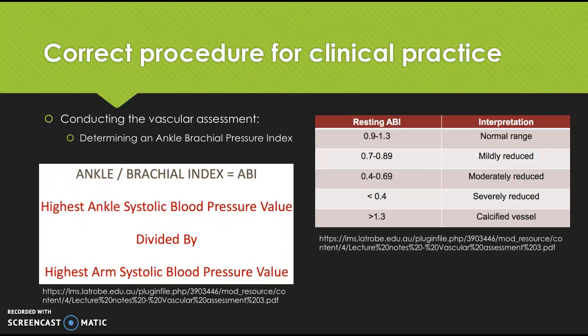ABI calculations can be done for both pedal arteries, however, usually the highest ABI is used. To calculate the ABI, it's the highest ankle systolic blood pressure value divided by the highest arm systolic blood pressure value, and normally the ankle is slightly greater than the arm pressure.